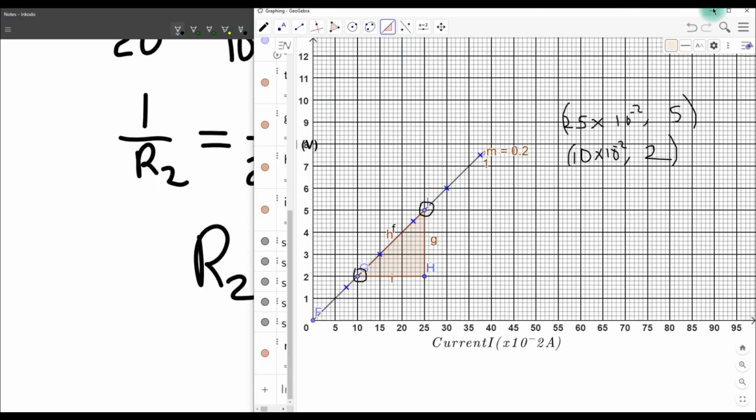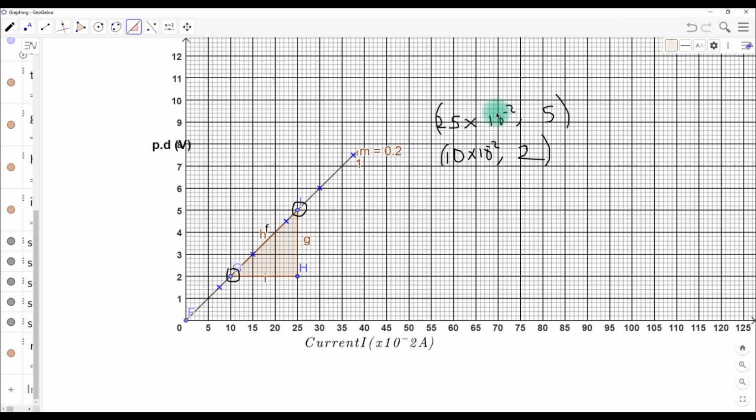So using that, you can be able to make a lot of graphs using the software.